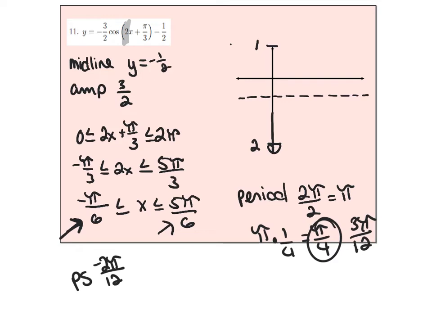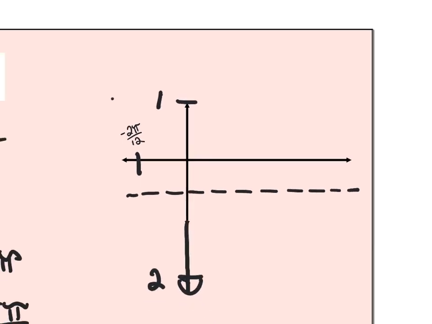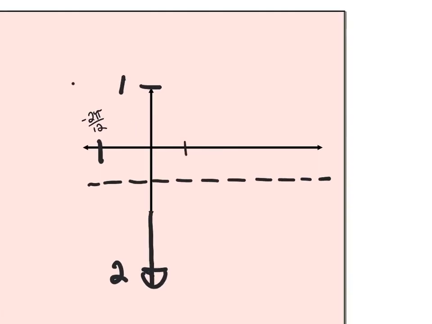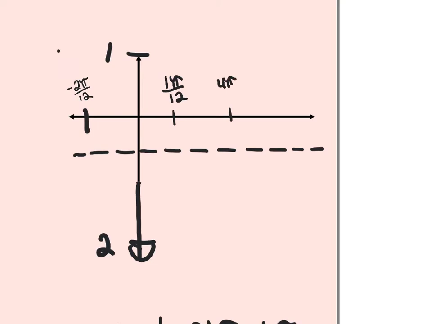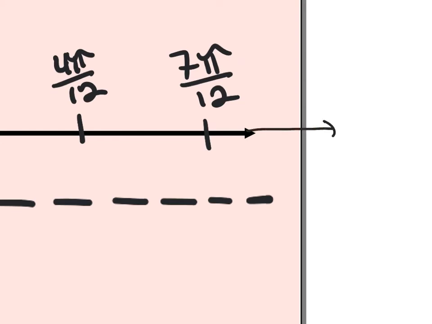So I'm going to start at negative 2 pi over 12. And I'm adding 3 pi over 12. So if I add 3 to negative 2, I'm at 1 pi over 12. And then my increment was 3 pi over 12. So if I add another 3 pi over 12, I'm at 4 pi over 12. And then 7 pi over 12. And I should be ending at 5 pi over 6, which is the same as 10 pi over 12. Great. Okay.